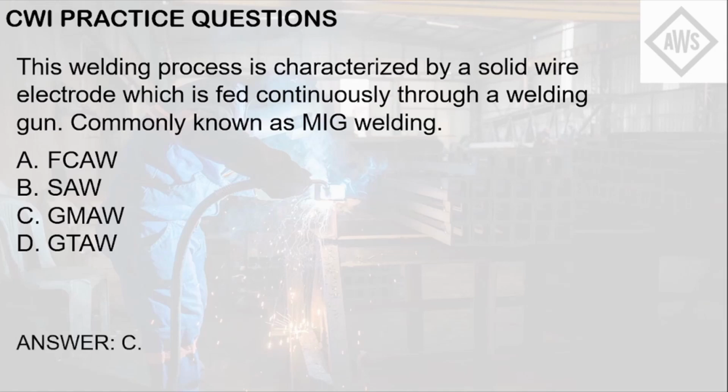GMAW is a process wherein a continuously fed solid wire is continuously fed through the welding machine or the welding gun, thus improving the productivity of the welder and its process.